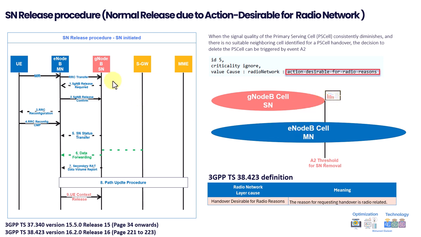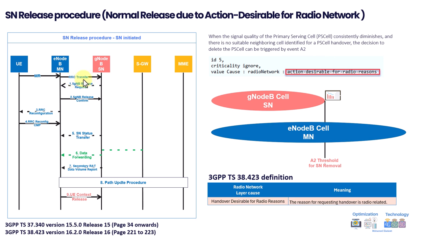So it will send the node release request from the gNodeB to the eNodeB, asking it to remove the secondary cell node. And this cause is called action desirable for radio network. This will include this information. As you can see here, first the measurement report is sent, including the A2 and other thresholds as well, for example A5, A2 and A5.